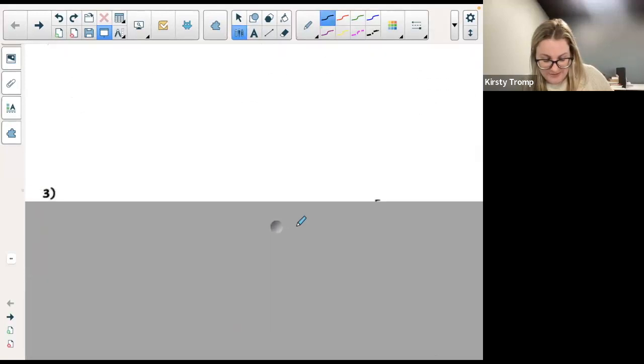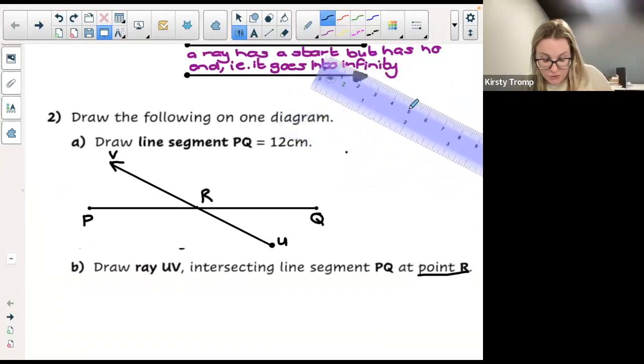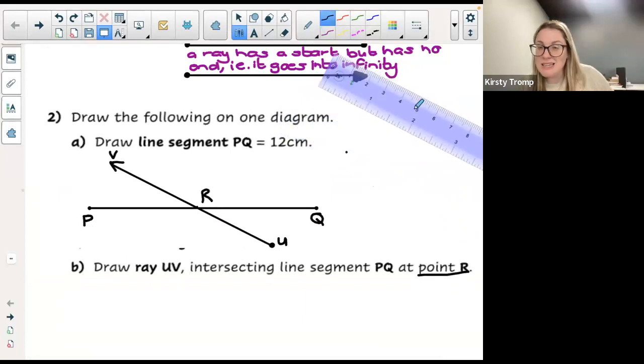All right. Let's have a look at number 3. So we're all done with our drawing. I hope that you've got that drawing down. If you weren't a little bit sure or yours didn't look exactly the same, but it kind of looks okay, that's cool. Take a screenshot. Make sure you've got it there.